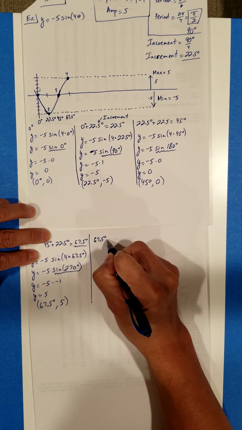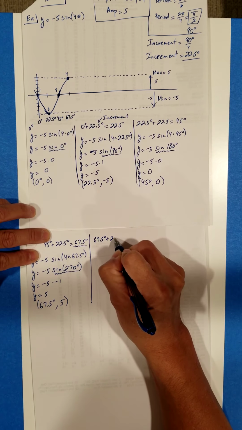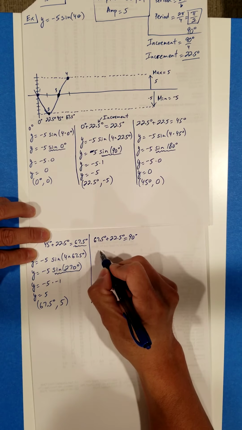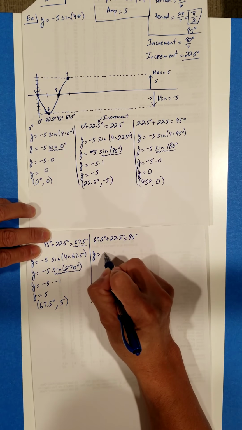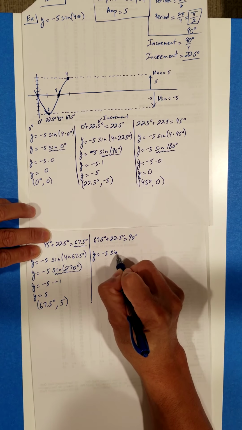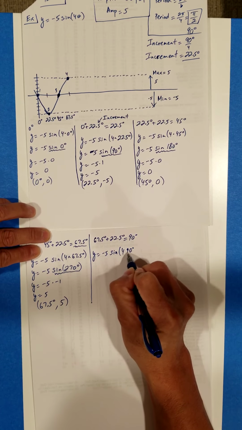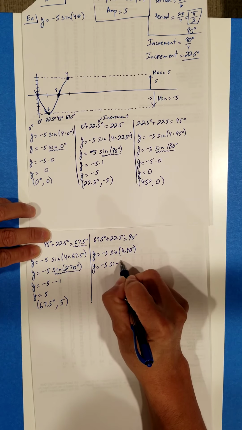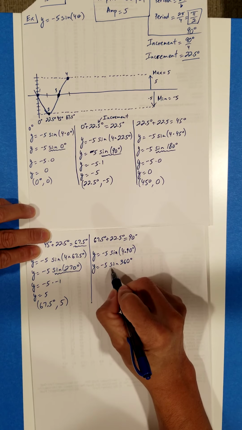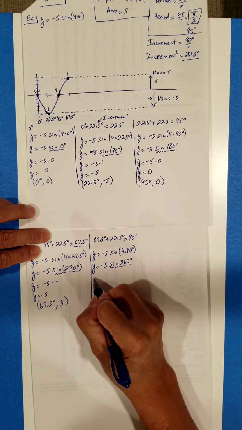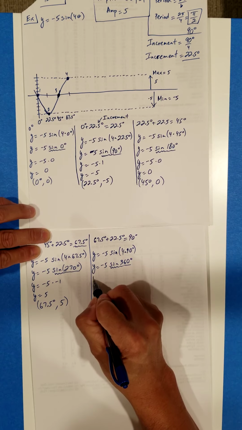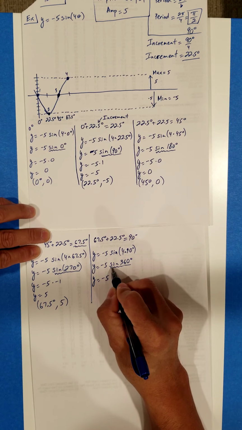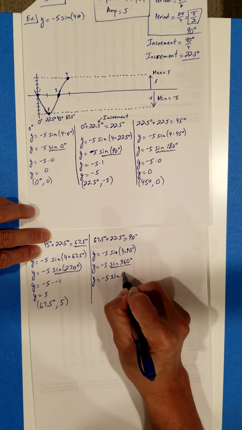67.5 degrees was my last point I used. I have to add the increment 22.5 and I get 90. So now I'm going to plug 90 in. So y equals negative 5 sine 4 times 90. So y equals negative 5 sine 360. Okay? Again, sine of 360 is reducible, right? 360 is the same place, coterminal with 0 degrees. So negative 5 sine 360 is same thing as sine of 0.